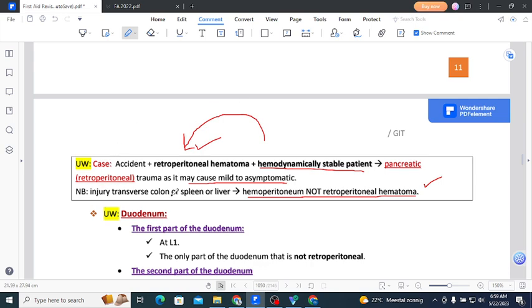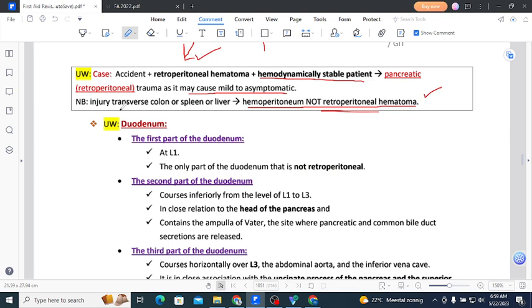The NBME point is that with injury to the transverse colon or spleen or maybe liver, there will be hemoperitoneum, not a retroperitoneal hematoma. The UWorld point about the duodenum is that the first part of the duodenum is at the level of L1. It is the only part of the duodenum that is not retroperitoneal, right? This is always intraperitoneal. The first part is at the level of L1.